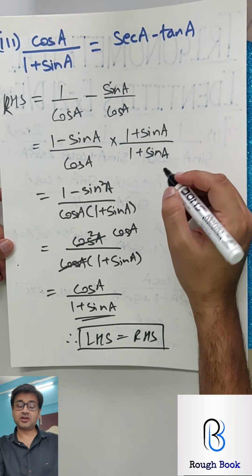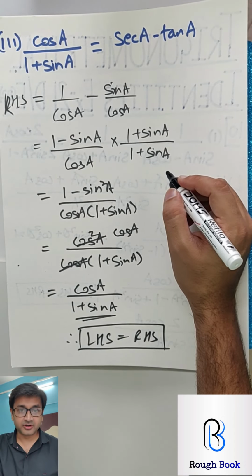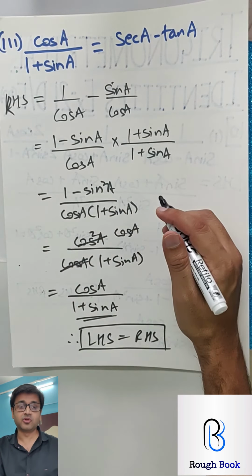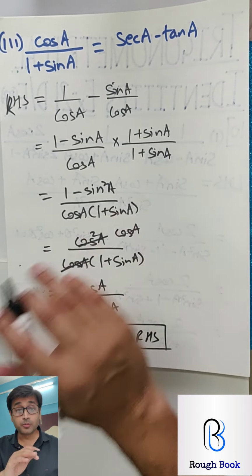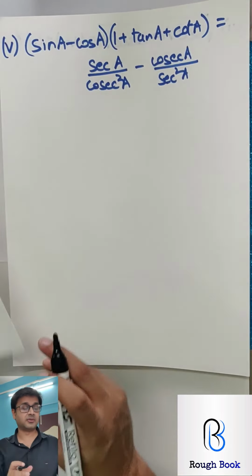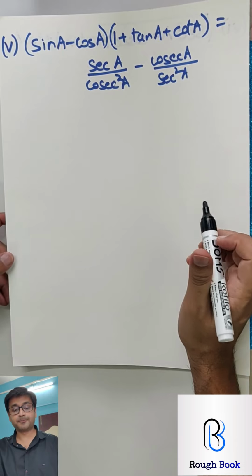How many cheaters are there who still want to copy everything from here? Very bad, guys. You should try on your own. No problem. Even if you go halfway on your own, no problem at all. But try it, at least you will know how to tackle these sums. Come on, next, fifth one.